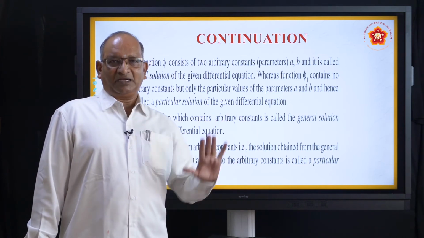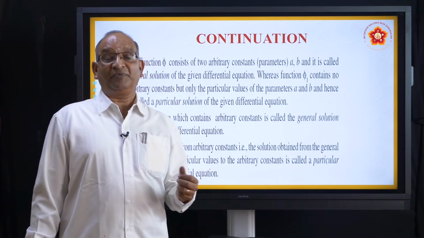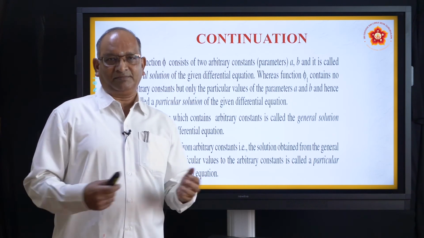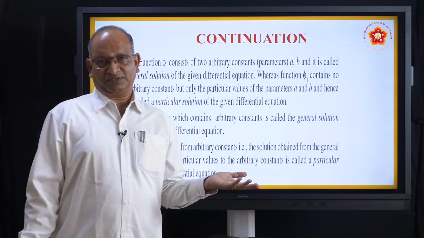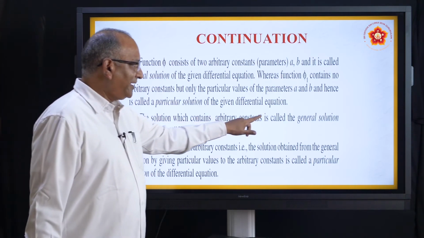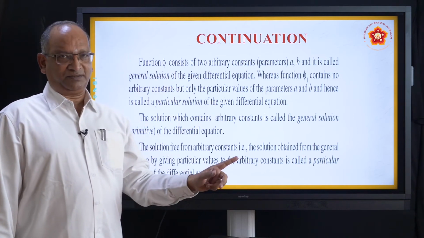General solution we have understood. How to define a particular solution? When you give particular values to the constants a and b, you get a particular solution. Okay. The solution which contains arbitrary constants a, b, if it contains a, b, it is a general solution.